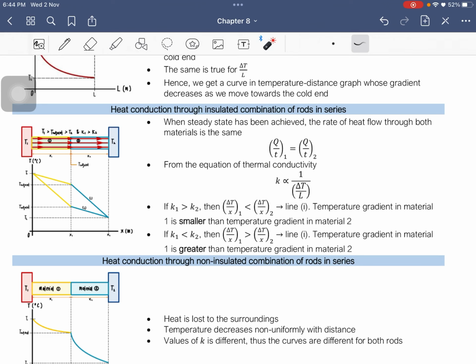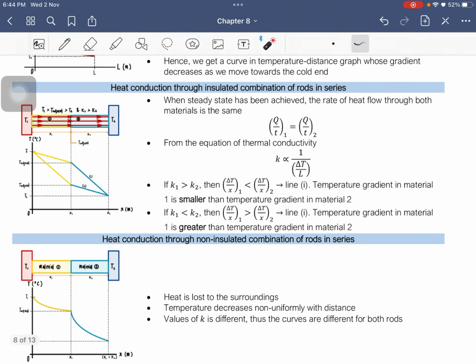And then if you look at the thermal conductivity, the one that has a greater temperature gradient would have a much lower thermal conductivity, and vice versa. So that's why they are talking about this, because it depends on the temperature gradient.